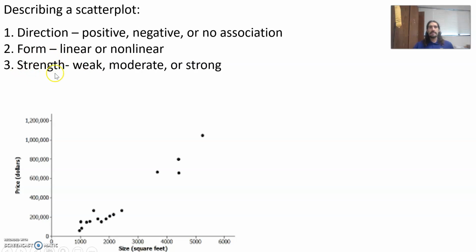Third, we've got this idea of strength, and the idea here is just how close is it to actually forming a line. If it looks like all the dots are on a perfect line, then that would be considered really strong. If it looks like the dots are kind of spread out and it generally looks like a line, that's more weak. And if you're somewhere in between, that's when we would say moderate.